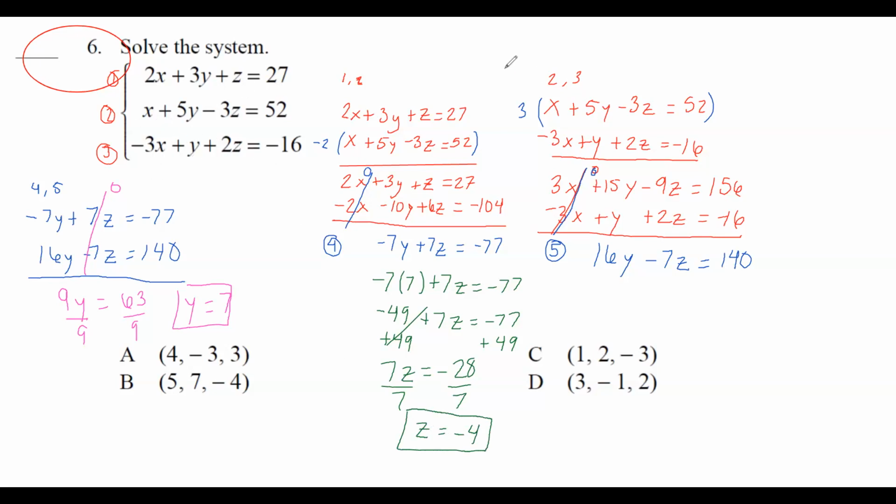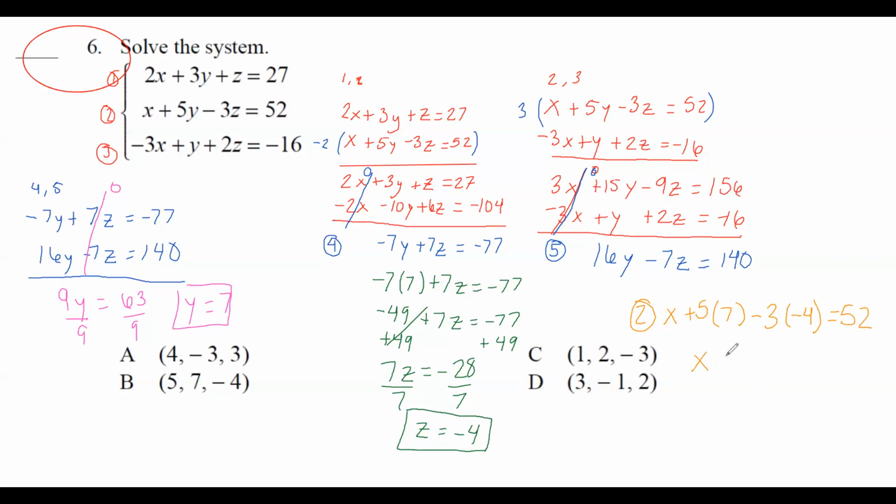Which equation am I going to use next? Now we can use number 2. Can I use any of the other 2? Yes, you can. However, it's your choice. They should all give you the same solution. So if I pick number 2, I should have x plus 5 times y. We said y was 7. Minus 3 times z, we said it was negative 4. And it is equal to 52.